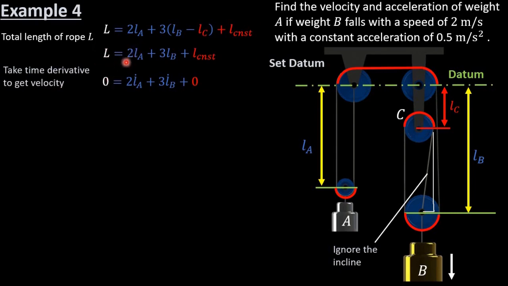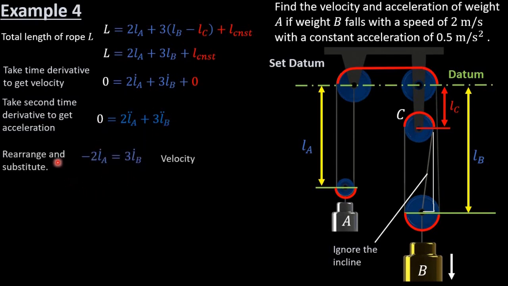The time derivative of 2 times L sub A will give me 2 times L sub A dot plus 3 times L sub B dot plus 0. Okay, so the time derivative of this is 0 because these lengths don't change. Take the second time derivative to get acceleration. So we're going to be left with that.